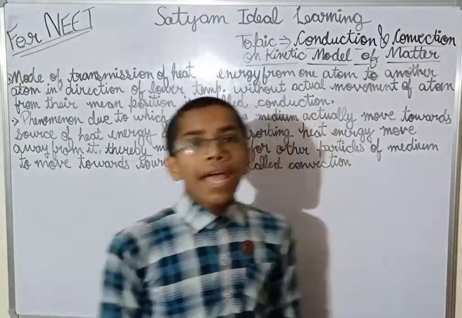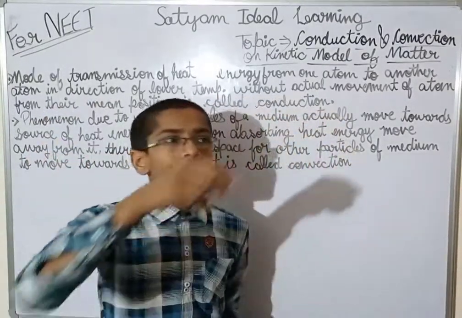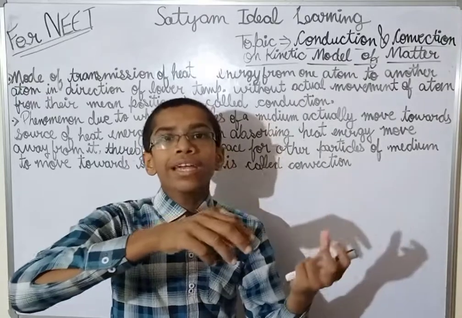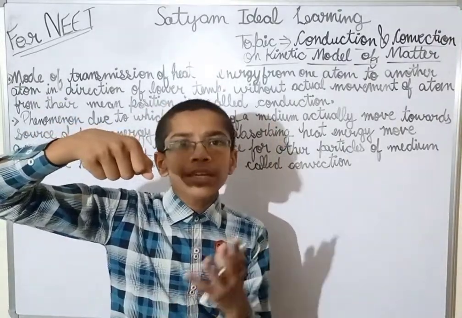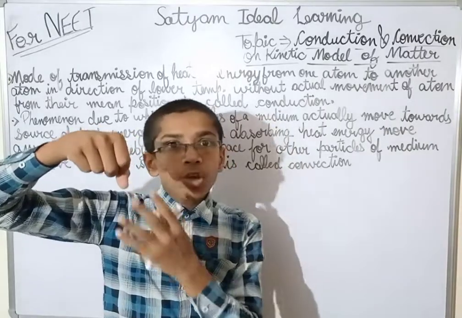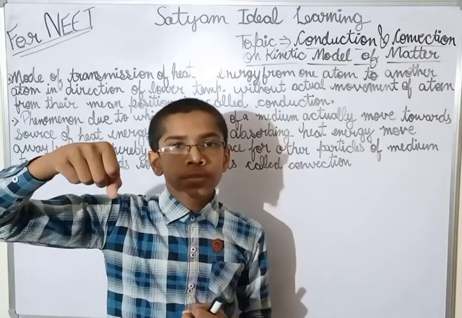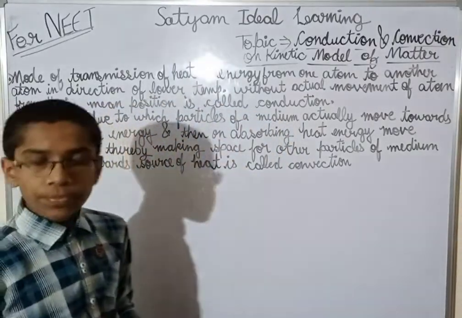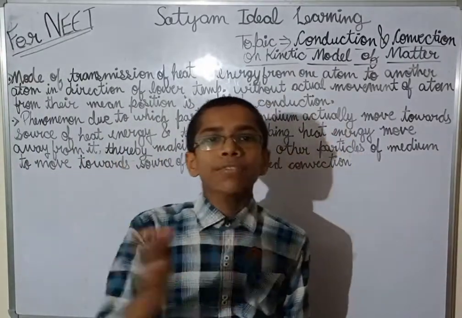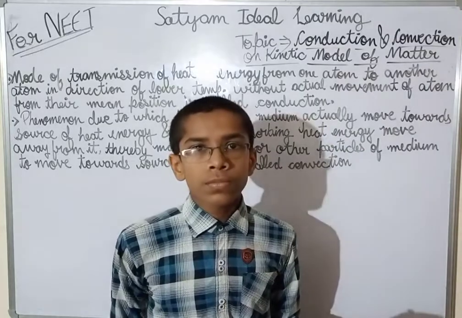And this is how, when we take an iron rod and provide heat at one end and hold the other end, after some time you will realize that you cannot hold it, because it gets very warm. So heat energy is passing through those molecules, but the molecules are not moving.